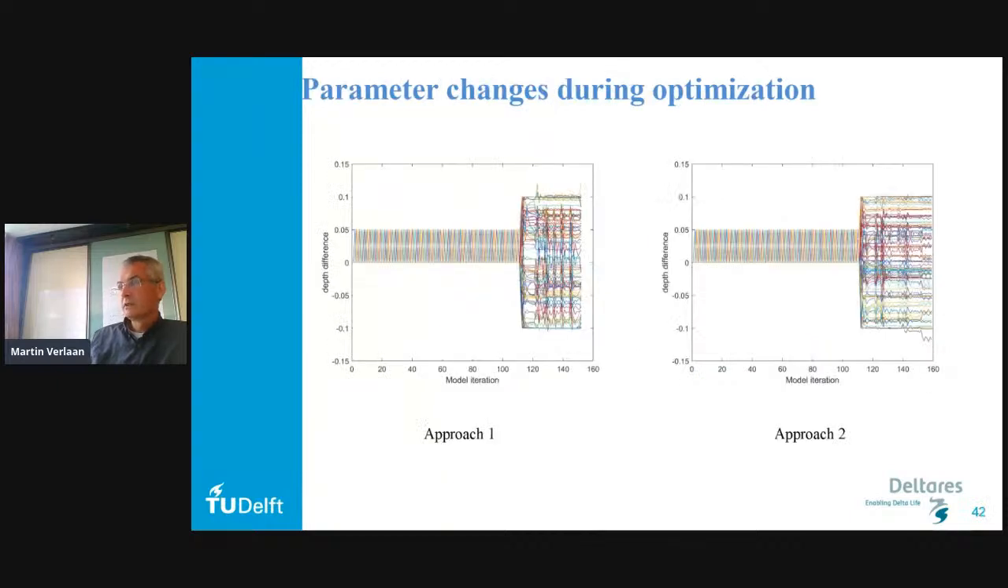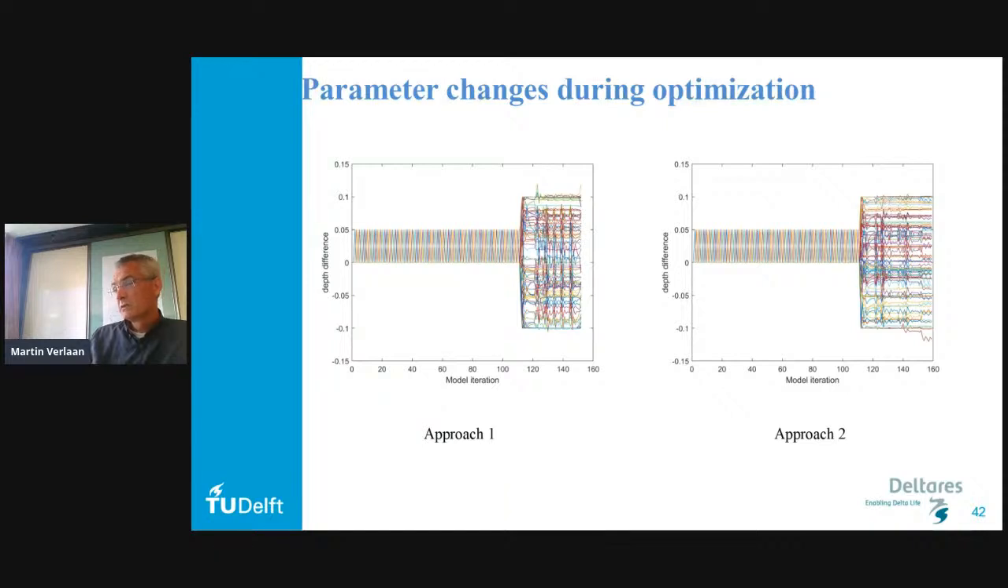This is in terms of cost function. This is in terms of parameter changes. So you can see how the parameters change over time. You see that in the initial 110 runs, we modify one parameter at a time. That's why you see this pattern. And then the optimization process starts.